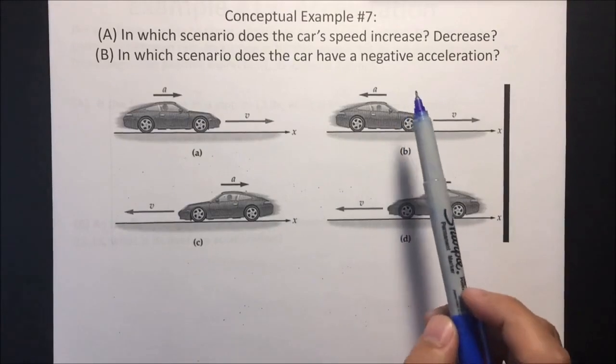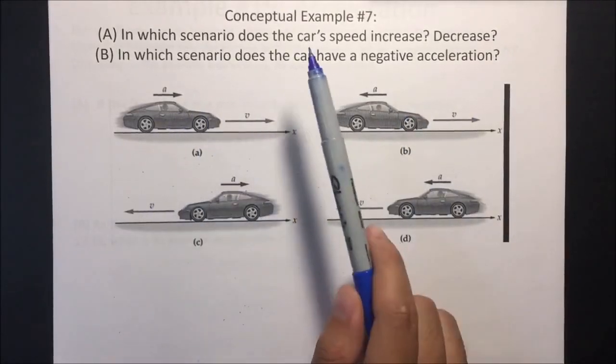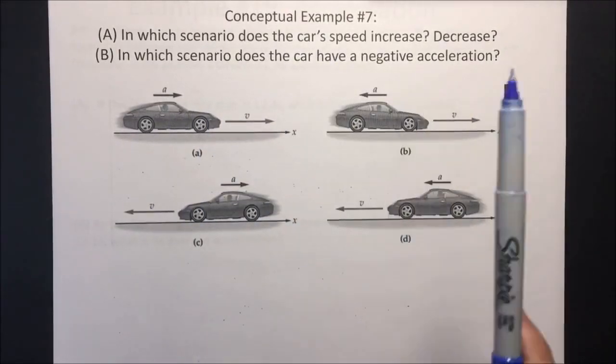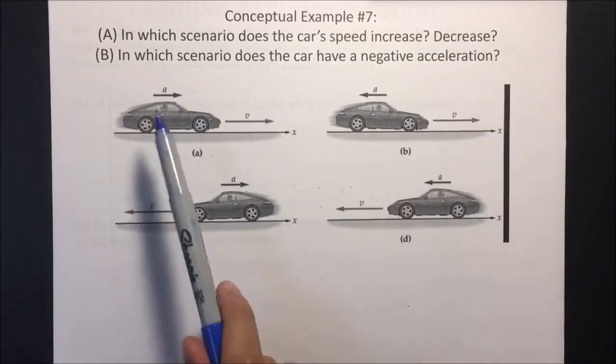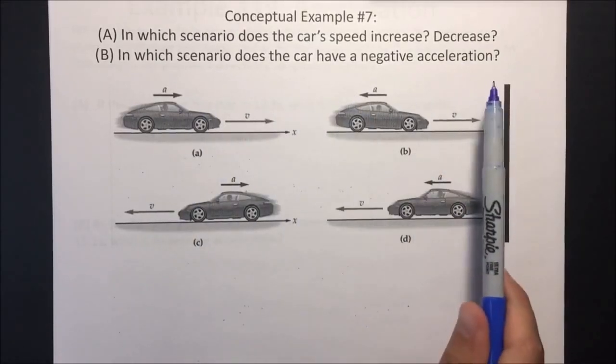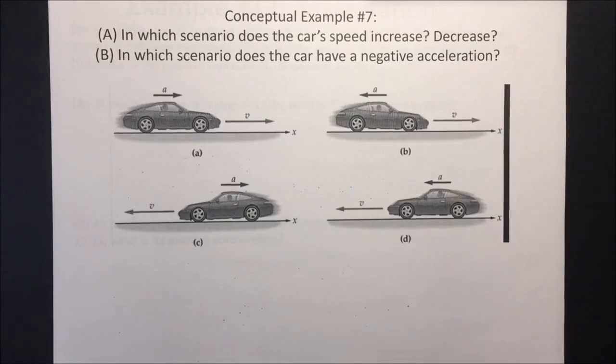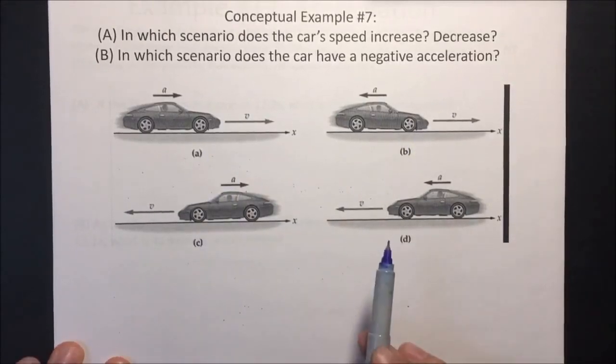Alright, conceptual example number 7. In which scenario does the car's speed increase? In which scenario does it decrease? In which scenario does the car have a negative acceleration? Alright, so we have scenario A, B, C, and D.